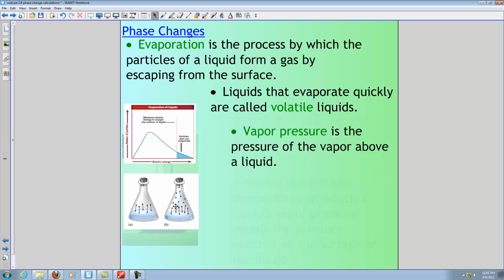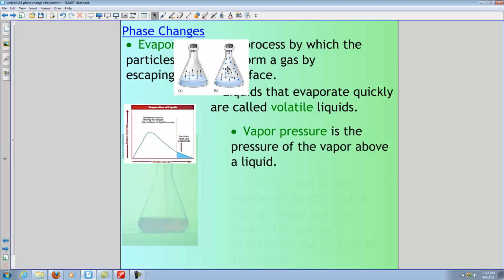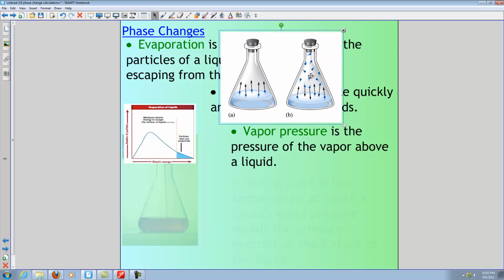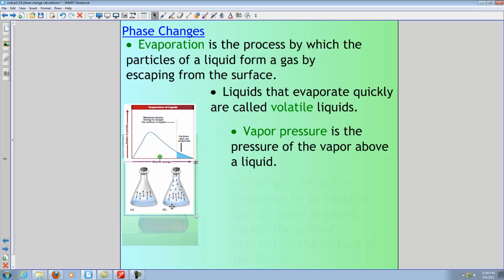And then we've got the term vapor pressure. Vapor pressure is the pressure of the vapor above the liquid. So if we go back to our little flask diagram here, and you look right here, all of these gas molecules that are at the top of the flask, this flask is sealed off, as they collide with the sides, they're creating pressure. The force of their impact on the sides of that container is creating what we call vapor pressure, and that's the vapor, the gas, above the liquid that gives us the vapor pressure.